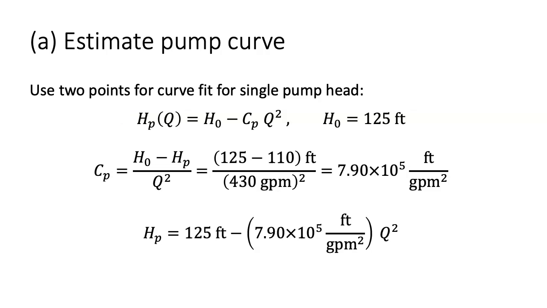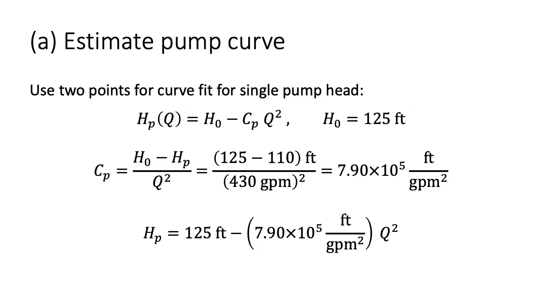Since we have just 2 points for our curve fit, we can solve directly for our two curve fit parameters, which are h sub naught and c sub p. Typically, we would have more data and then use least squares minimization to solve for h sub naught and c sub p in order to get the best curve fit to all of our data.